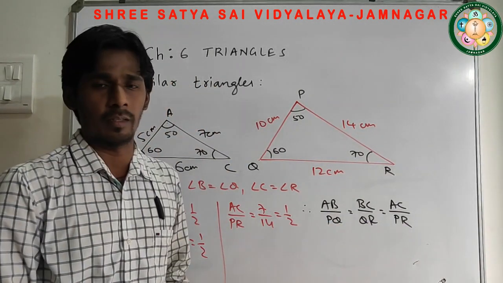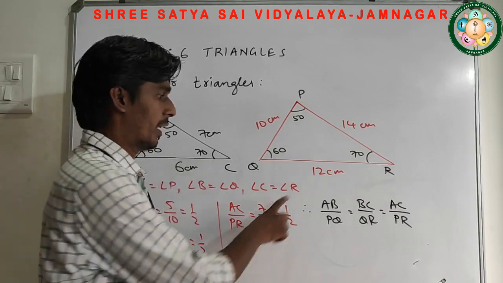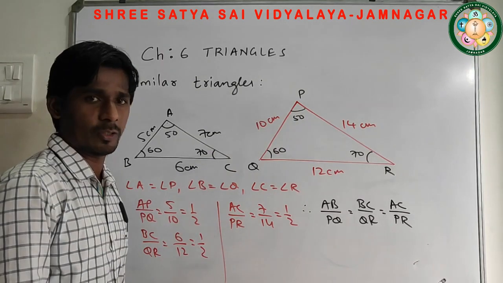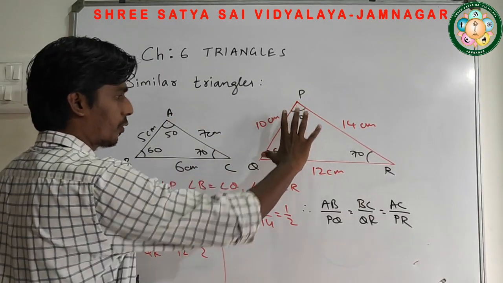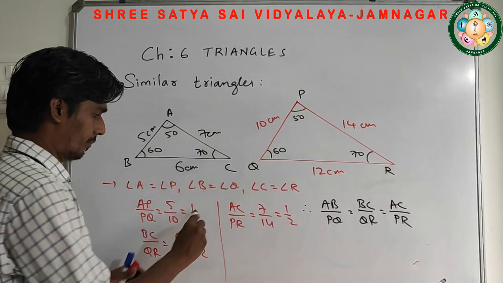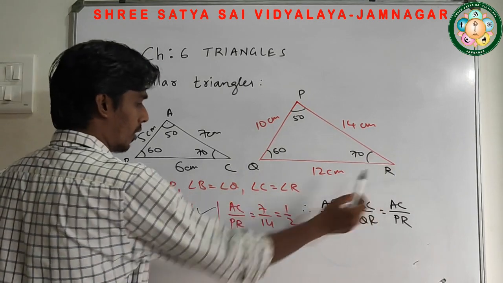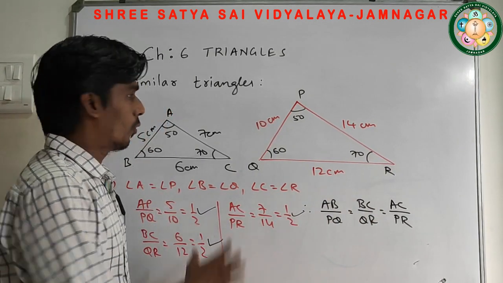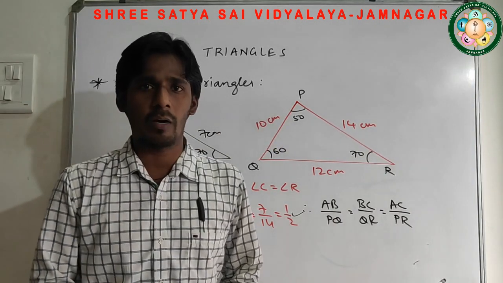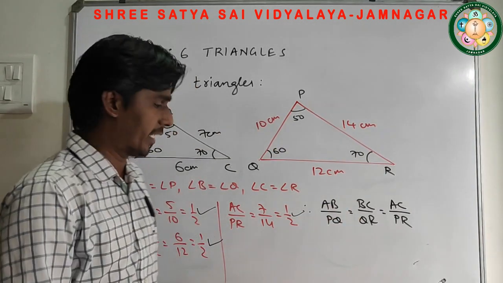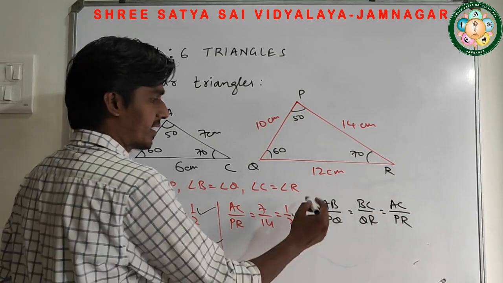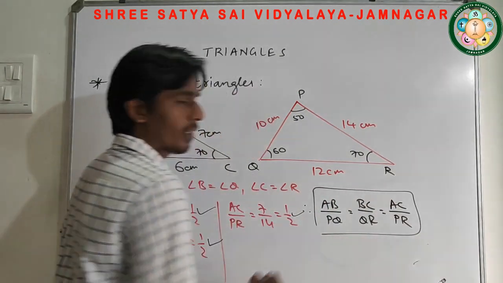The ratios are equal. For all the similar triangles, if you take the ratios of the corresponding sides, here AB upon PQ is how much? 1 by 2. BC upon QR is what? 1 by 2. And AC upon PR is what? 1 by 2. The ratio value of corresponding sides will always remain equal. You can see 1 by 2, 1 by 2 and 1 by 2. So I can see that these ratios are equal.